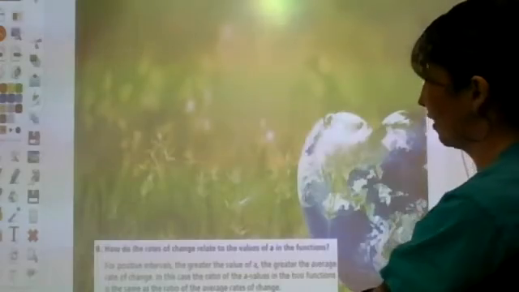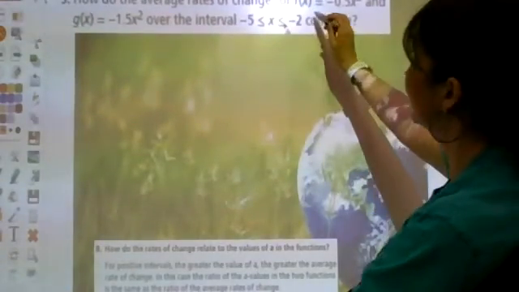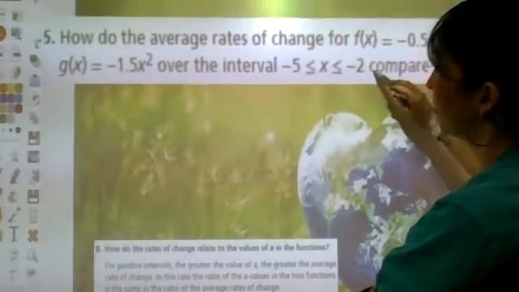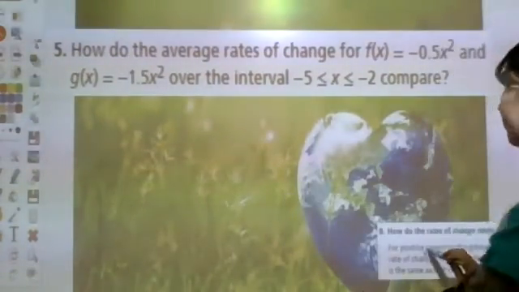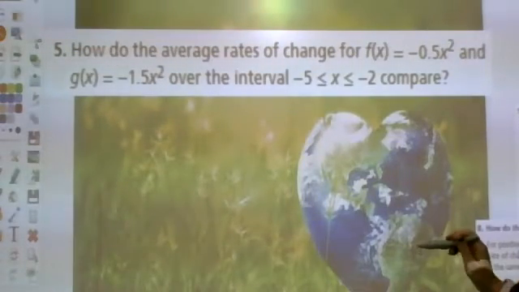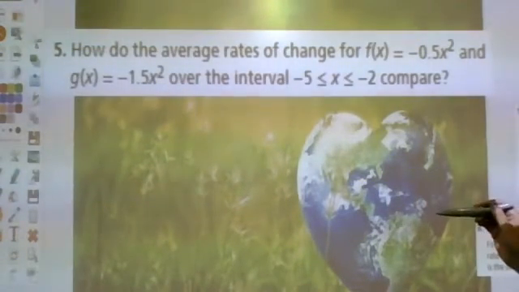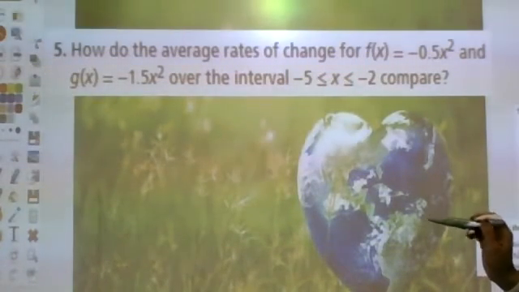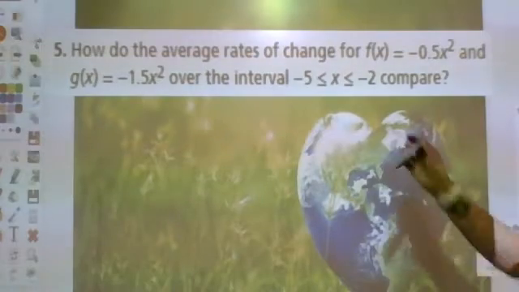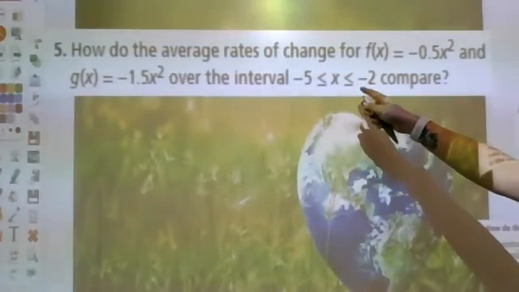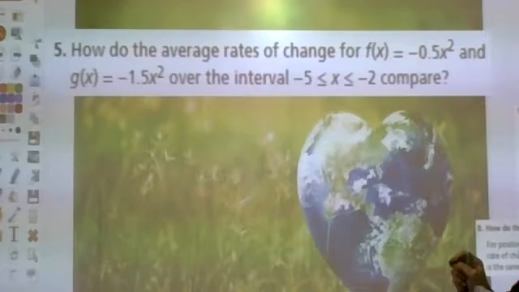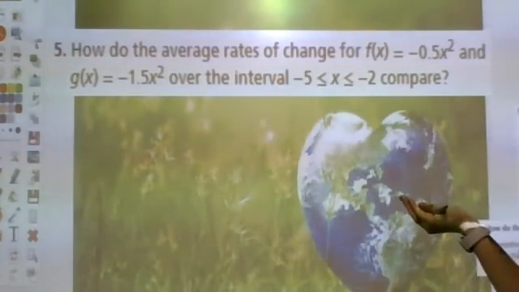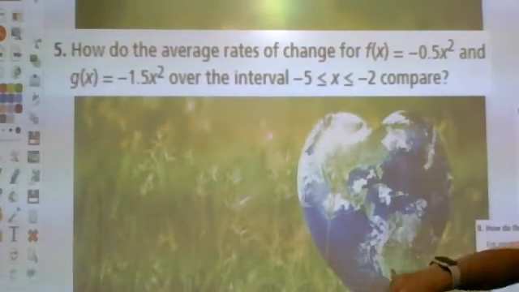All right, so we're going to practice that real quick. You're going to have to pause the video, but if you need to rewind it right now, go ahead. I want you to do the same thing I just did with this one. How do the average rates of change compare for f of x equals negative 0.5x squared and g of x equals negative 1.5x squared over the interval of negative 5 is less than or equal to x, which is less than or equal to negative 2? Hopefully you notice the difference between 0.5 and 1.5, and you can go from there. Hopefully you can tell the answer right away, but if not, do the math. And actually, I want you to do the math regardless.